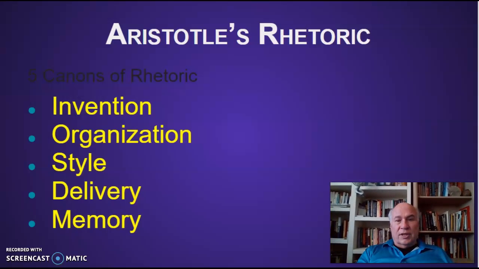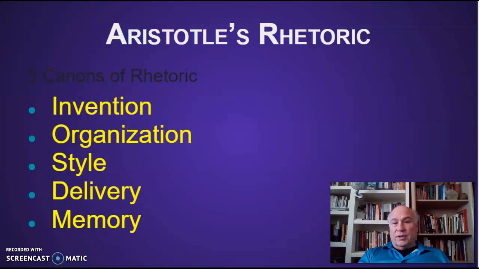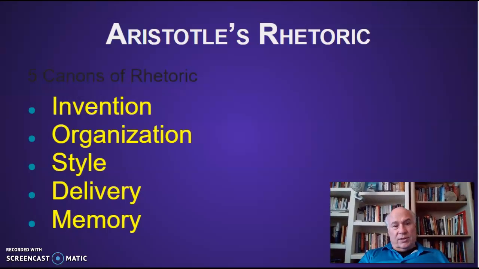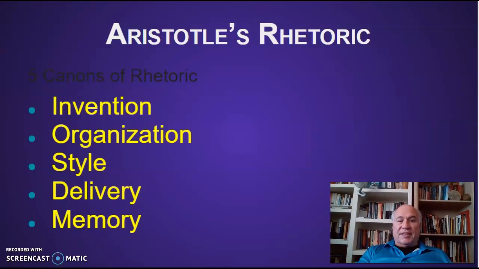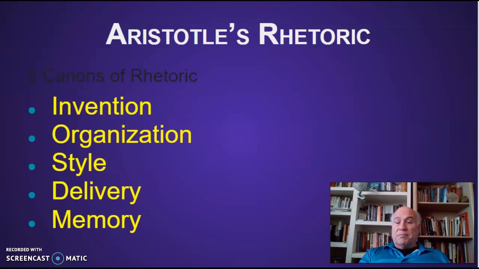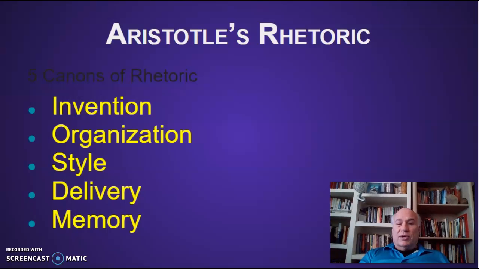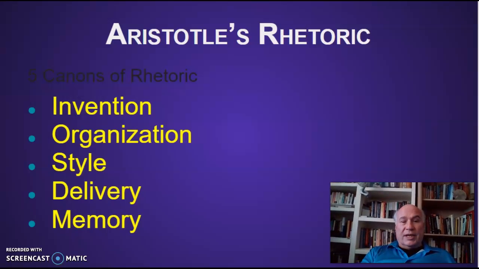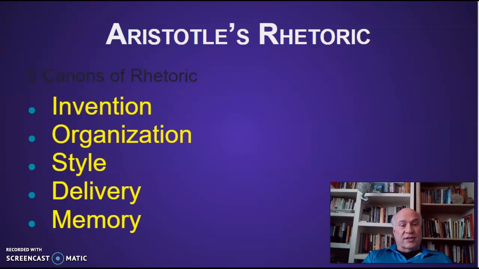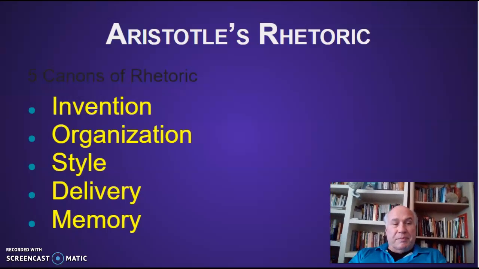Many years ago, Aristotle wrote a book called The Rhetoric. It was about 350 BC, and in it he mentions the 5 canons of rhetoric, strong measurements, so that when you prepare to give a public speech, you can know beforehand whether or not your speech will impact the audience if you think through these 5 things. So we come to invention, organization, style, delivery, and memory.